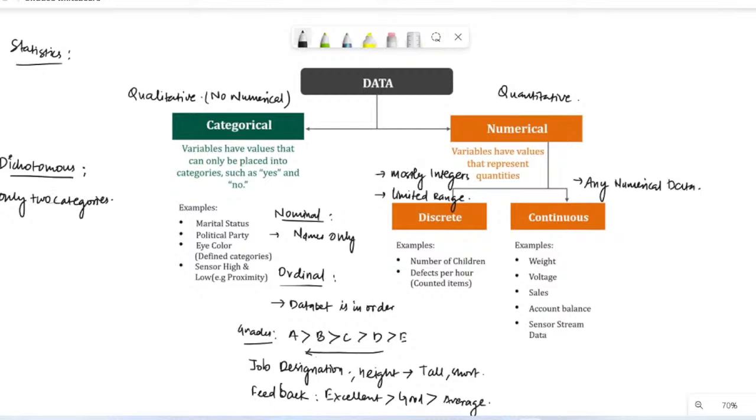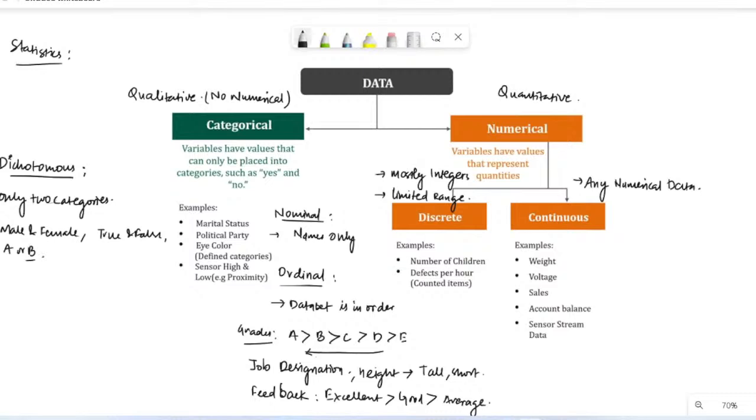This will be only two categories, which means you will have a scenario of option A and B, like gender, male and female. Male and female is an example of dichotomous. Similarly, you will have a scenario of true and false. You have an option A or B.